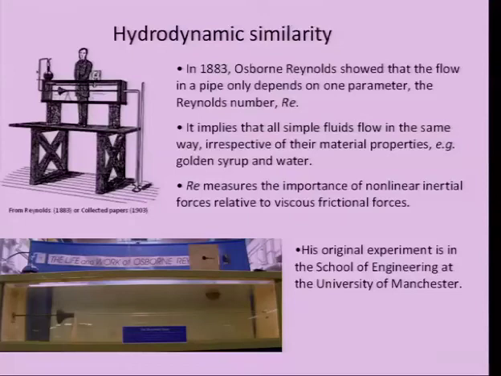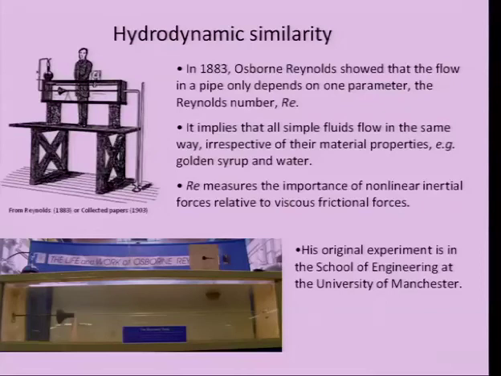So water and golden syrup don't behave in a dissimilar manner, even though you know that golden syrup is a lot more viscous than water. And that's because the flow only depends on the combination of viscosity, speed, and size of pipe. Now, what this Reynolds number does is that it measures the importance of the inertial forces in your fluid relative to the viscous friction, what dissipates the energy. And so this Reynolds number is going to basically tell you typically when the fluid goes unstable.